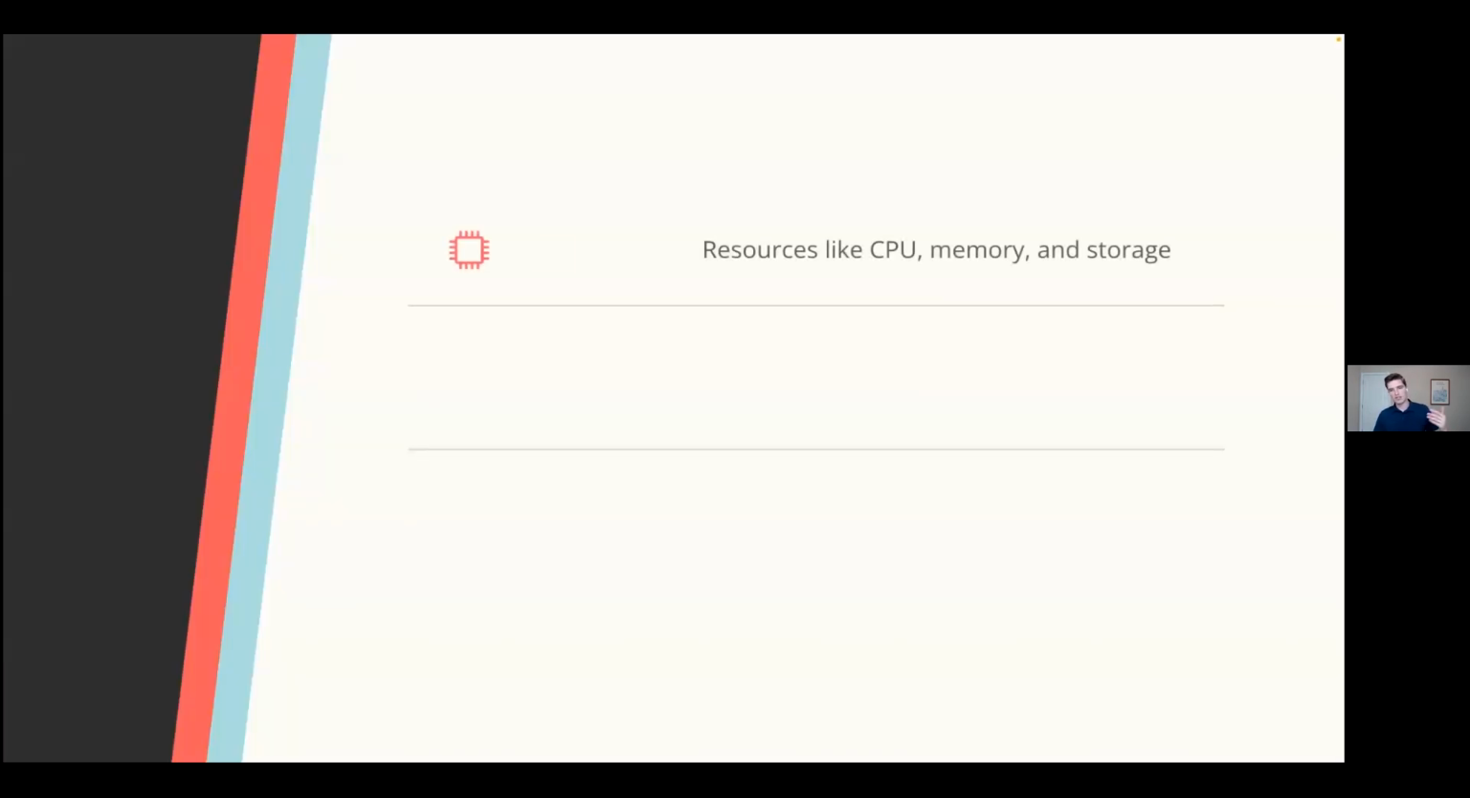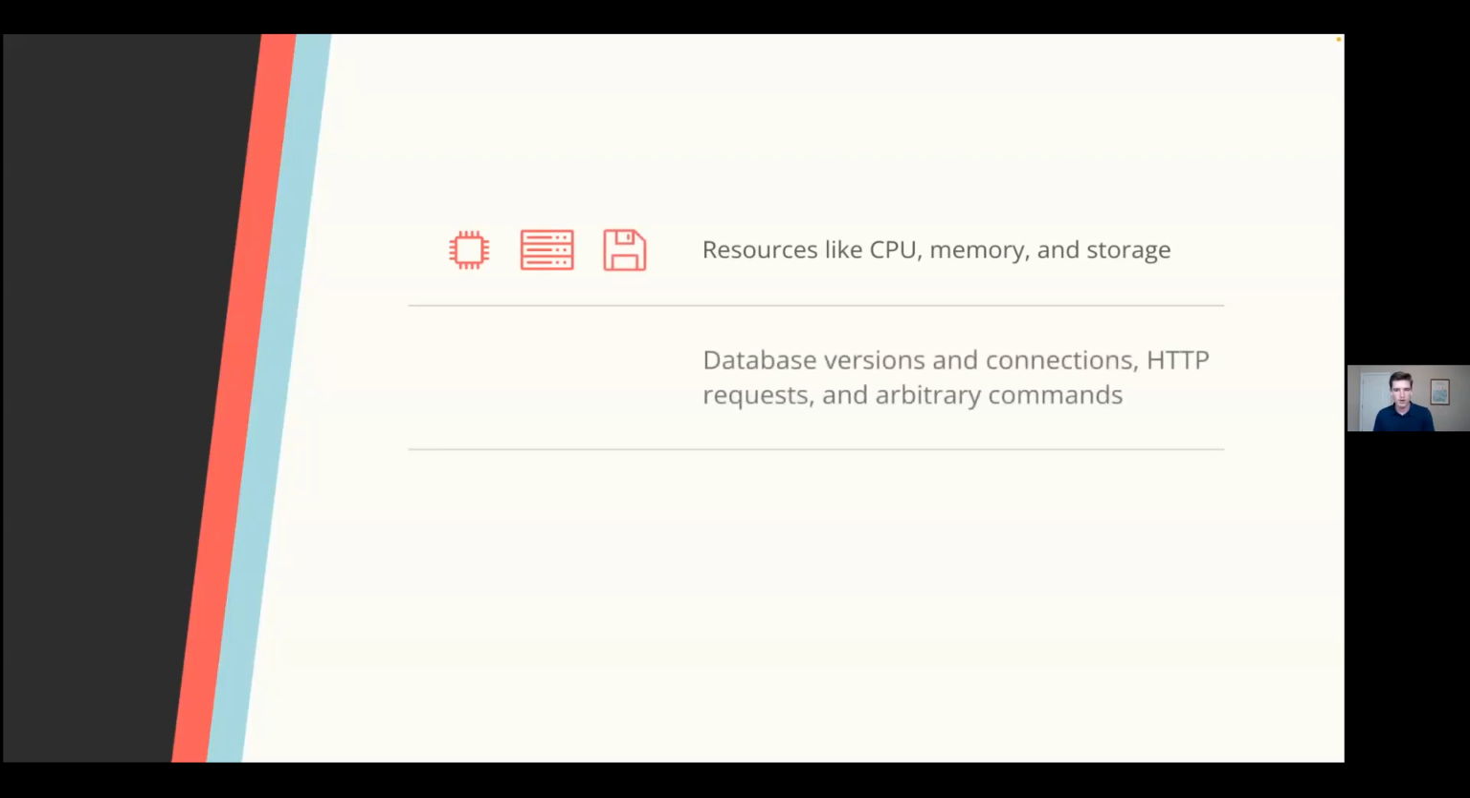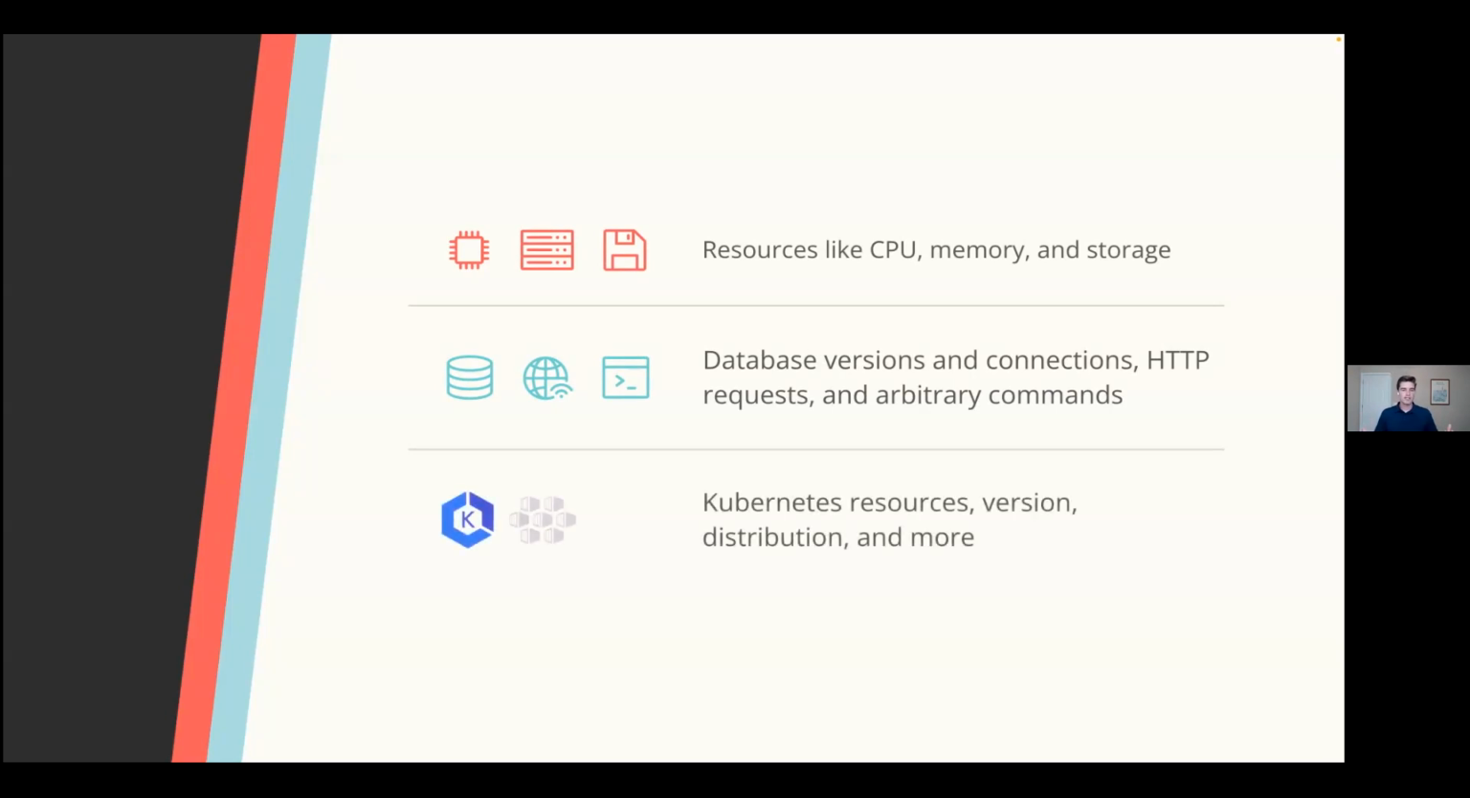So I've mentioned these a little bit, but you can look for resources like CPU, memory, and storage. You can look at database versions and connections. You can look at HTTP requests and the status codes that they return. You can execute arbitrary commands and use the results of those arbitrary commands to analyze conditions and situations within the environment. And you can do Kubernetes specific stuff like looking for particular resources like a config map or a secret. You can look at the Kubernetes version or the distribution and a whole lot more.